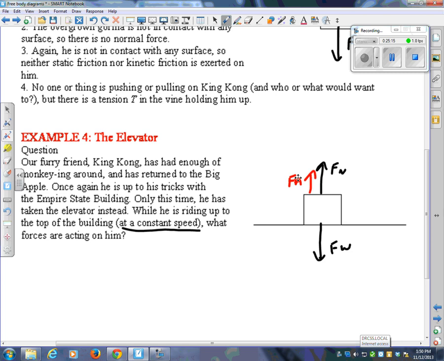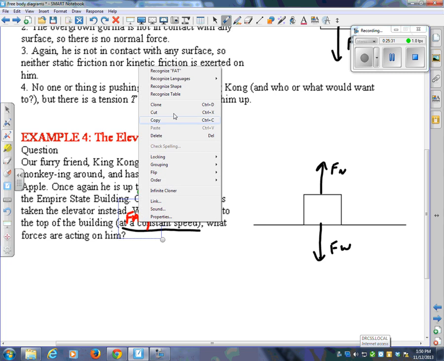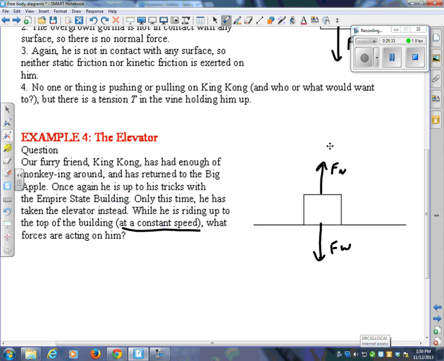In our diagram, shouldn't the normal force be larger? So what's going on? If it's going at a constant speed, it should be exactly the same. Because remember, when the net force is 0, what does it do? Keep moving at a constant speed.